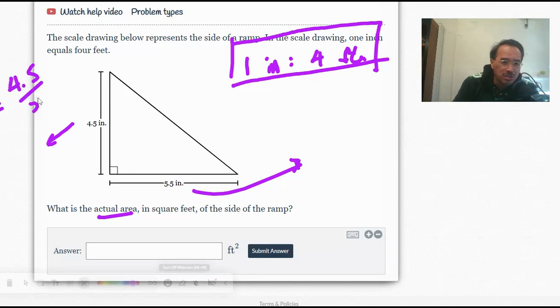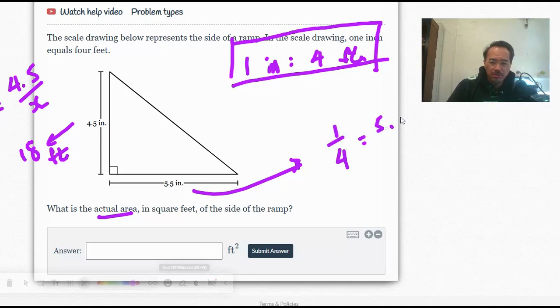4.5 inches is how many feet? So I'm going to cross multiply and divide. So 4 times 4.5. That's 18. 18 divided by 1 is 18. So this is 18 feet, okay? So same thing here, 1 inch is 4 feet. 5.5 inches is how many feet? So that should be 22, right? All right, so this is 22.